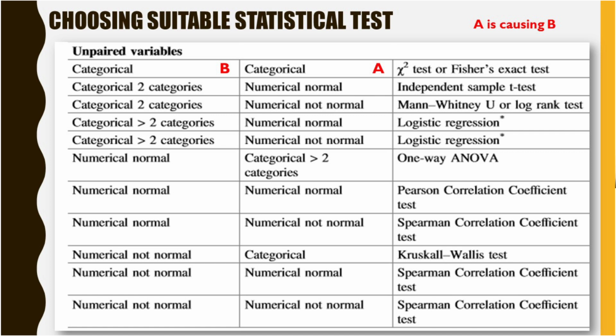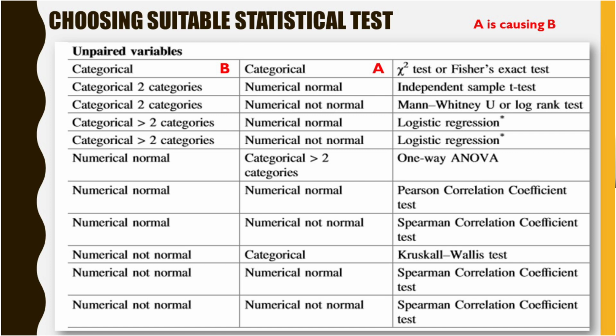So if you have two or more than two samples, how to find out? You have to refer to this particular table. Here we have A and we have B, and as I am giving one example to you, A is causing B, A is the independent variable and B is the dependent variable. So if your independent variable is numerical and was found normal, and you have a dependent variable which is given in the form of categories, and the categories are 2, then the test is the independent sample t-test.